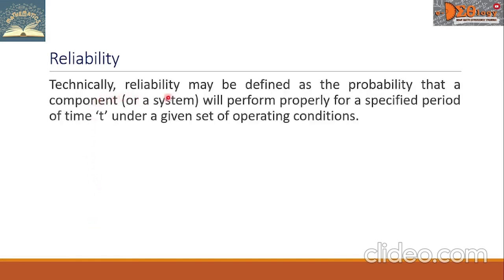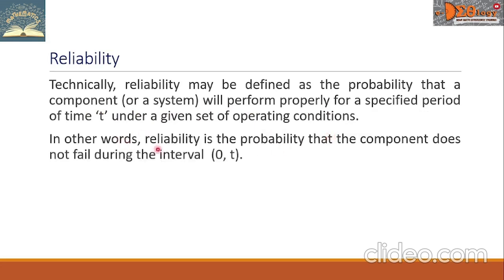Technically, reliability may be defined as the probability that a component or a system will perform properly for a specified period of time t under a given set of operating conditions. In other words, reliability is the probability that the component does not fail during the interval from 0 to t.